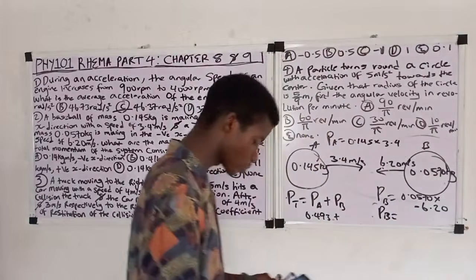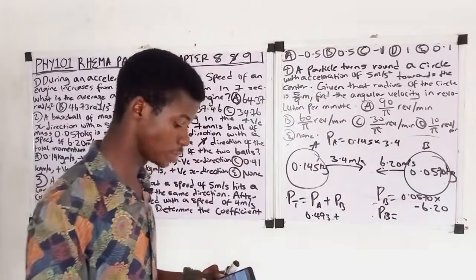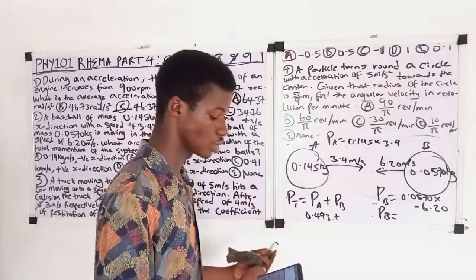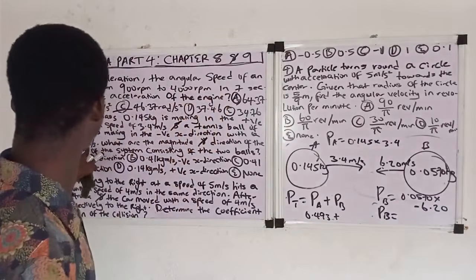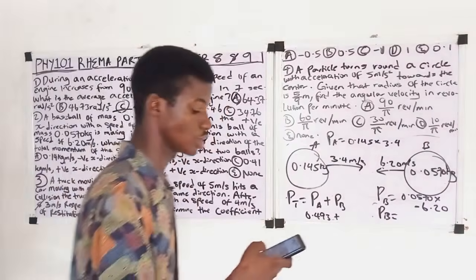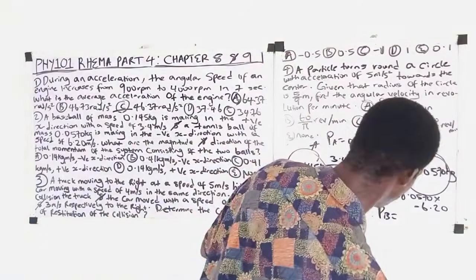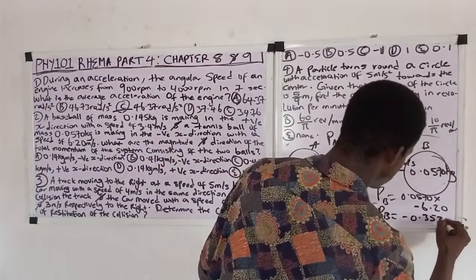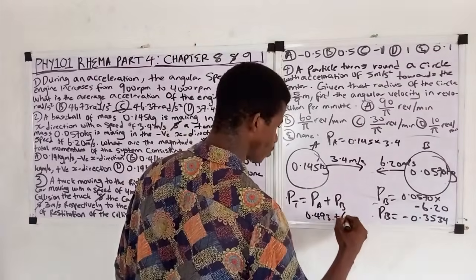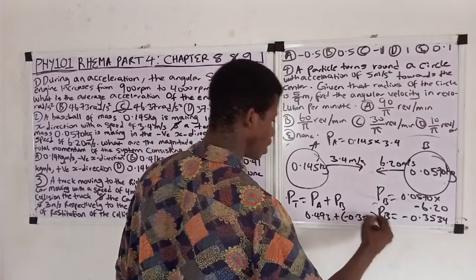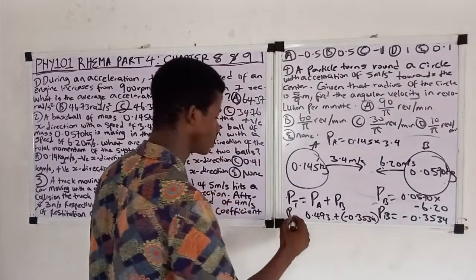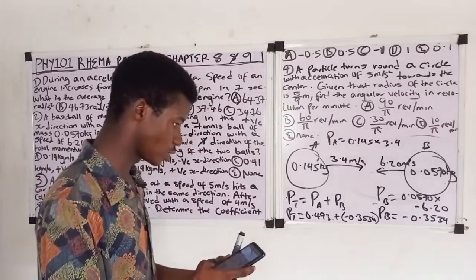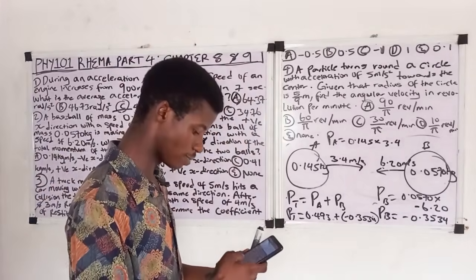So let's do it. 0.0570 times minus 6.20. Our answer will be minus 0.3534. So bracket open, minus 0.3534. So let's add everything and find the total momentum of the system. Let's do it now: 0.493 plus bracket open minus, right?